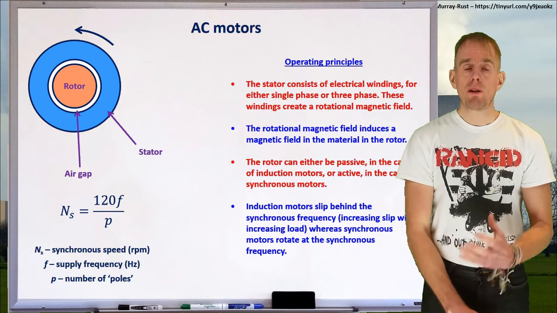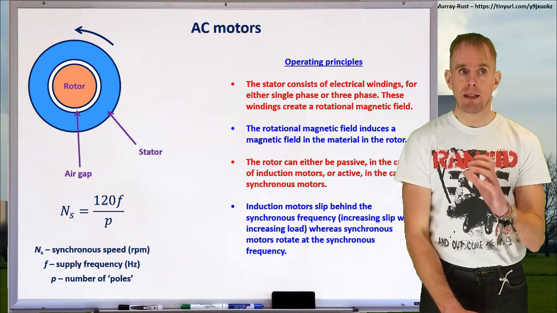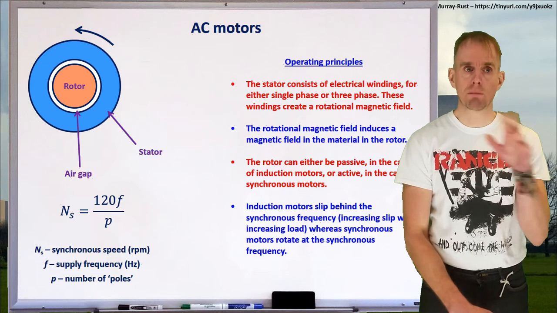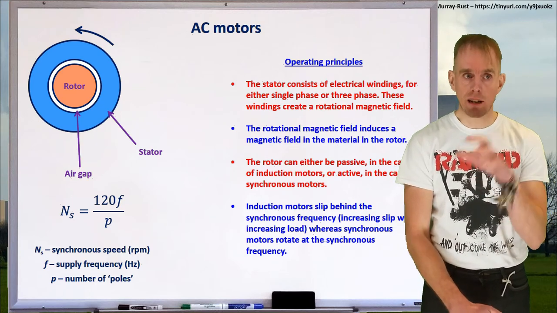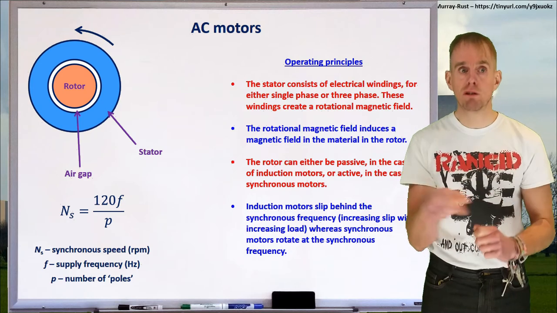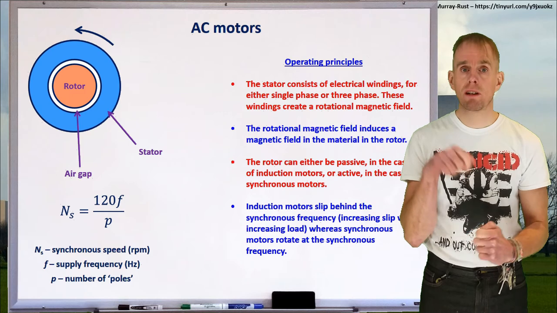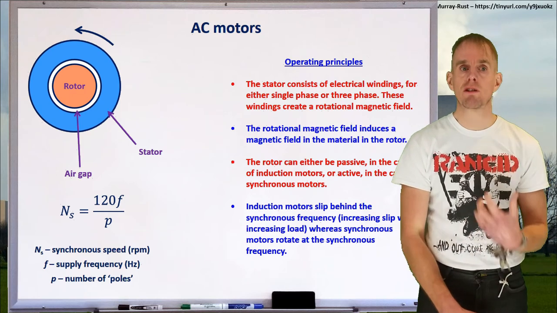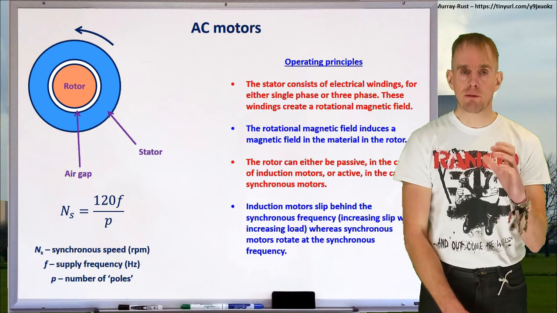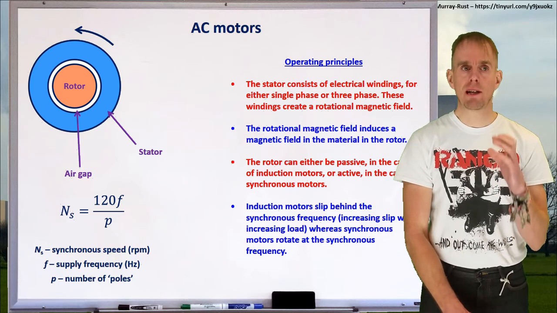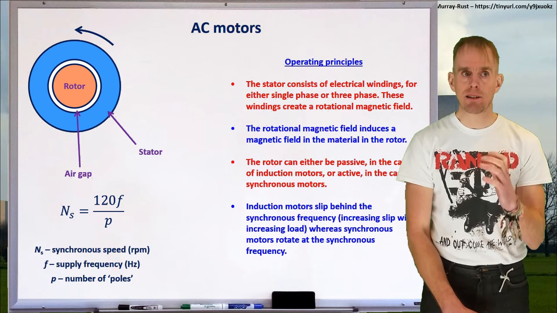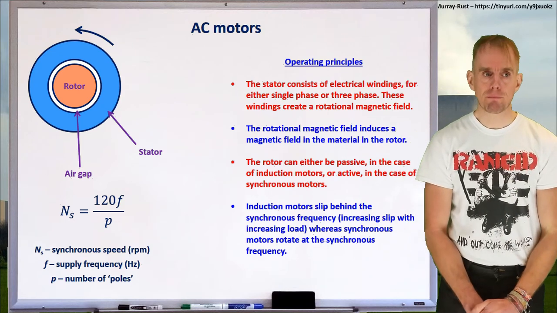So what you have, if you've just got a lump of metal in that rotor, is what's called an induction motor. The rotational magnetic field produced by the stator induces eddy currents in the rotor, which in turn induces a magnetic field of its own, and the rotor follows the stator, but it follows it at a slightly slower speed. It tends to what's known as slip behind the synchronous frequency. However, if you've got an active rotor, which we'll look at in a second, then that has a magnetic field that's generated in a different way, and that rotates exactly at that supply frequency.